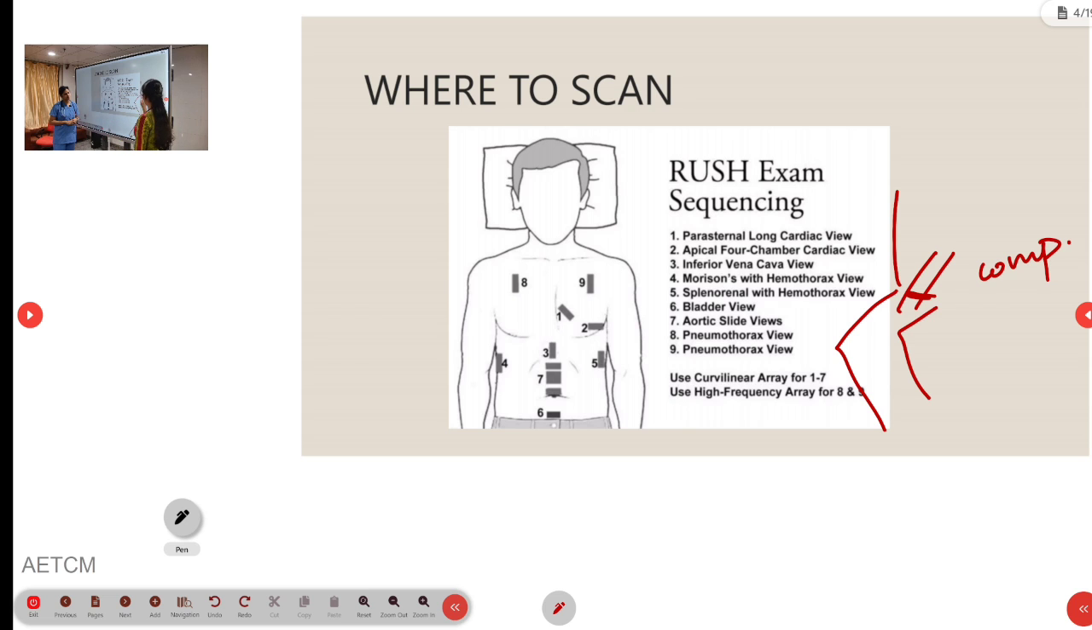Okay. So we can check the compressibility of the vein. Usually the normal size will be less than 1.4. So we can compress it and see if it is compressible. If it is, it is probably not DVT.